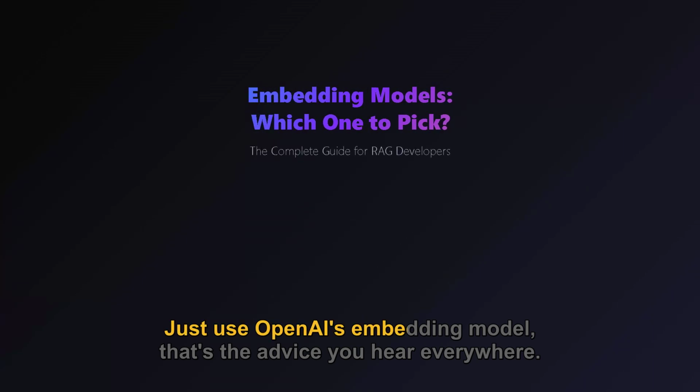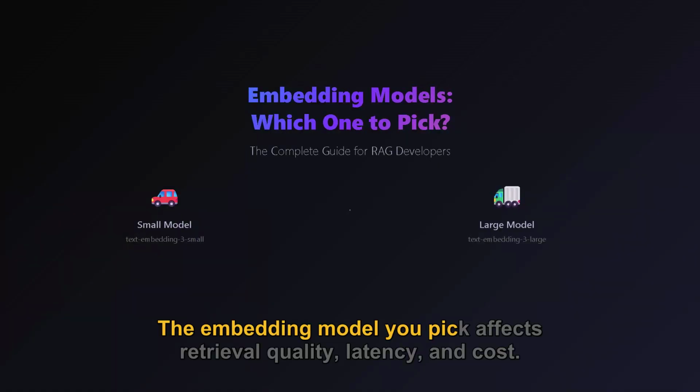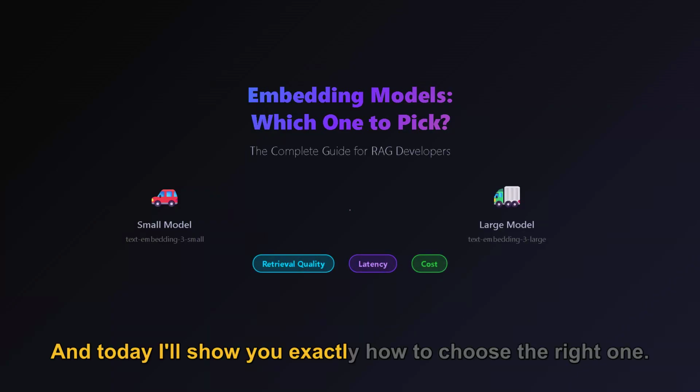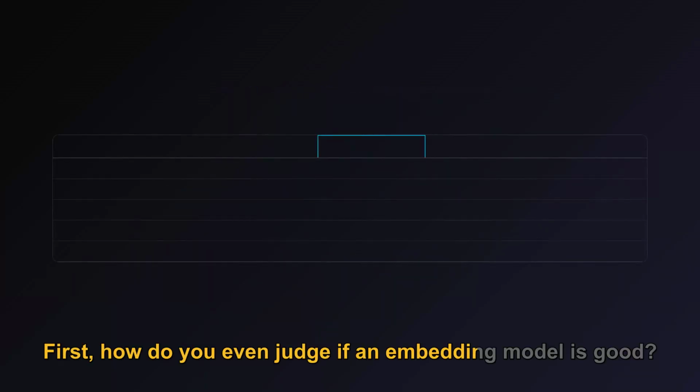Just use OpenAI's embedding model. That's the advice you hear everywhere. But that's like saying just use a vehicle without knowing if you need a city car or a truck. The embedding model you pick affects retrieval quality, latency, and cost, and today I'll show you exactly how to choose the right one. First, how do you even judge if an embedding model is good?